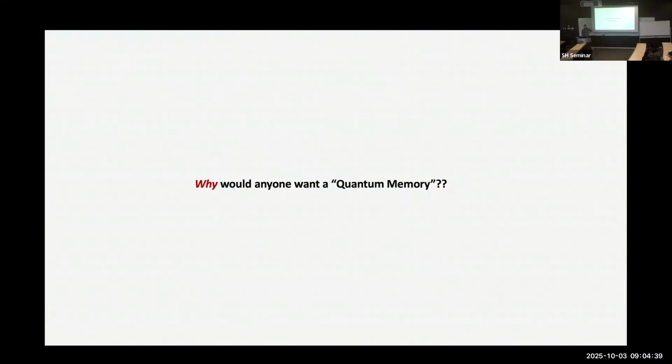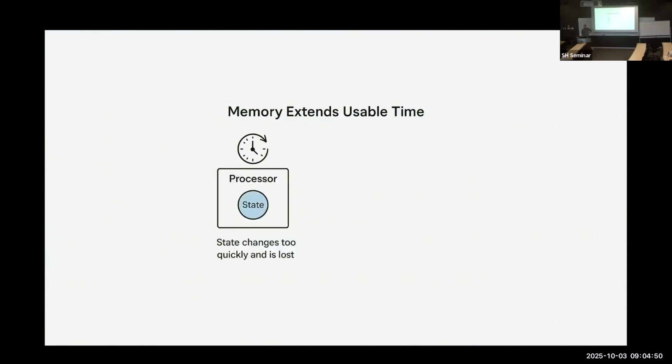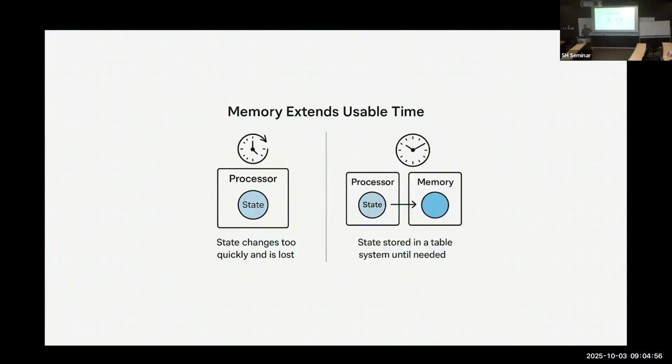So why would anyone want a quantum memory? There's many different answers. Here are some interesting ideas. A memory, in some sense, can extend the amount of usable time that you have to work with. So if you have a processor and the coherence time of the processor is very quick, if you have a quantum memory that can store for a much longer coherence time, you can have some of your information stored in the memory and then quickly switch it over to the processor, process the information very quickly, and send it back to the memory.